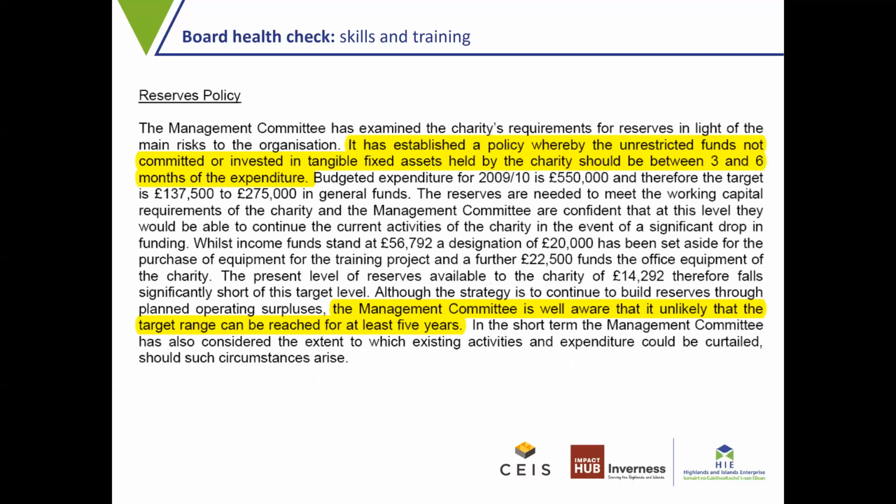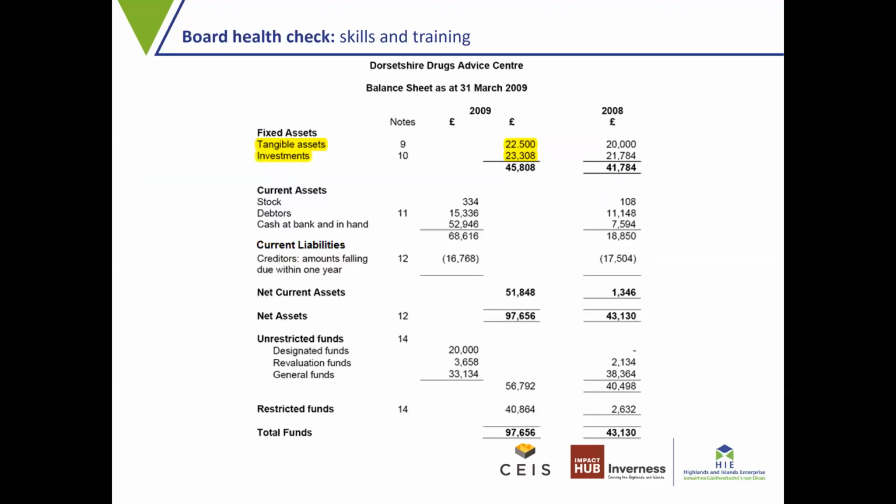This reserves policy is detailed on page 5 of the full set of accounts, with the note also stating that the Management Committee acknowledges that the target range is unlikely to be reached for at least 5 years. So that is the bottom half of the balance sheet examined. Now we will look at the top half. This shows the makeup of the total funds.